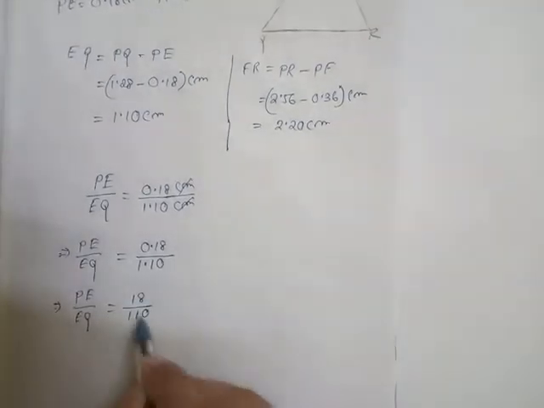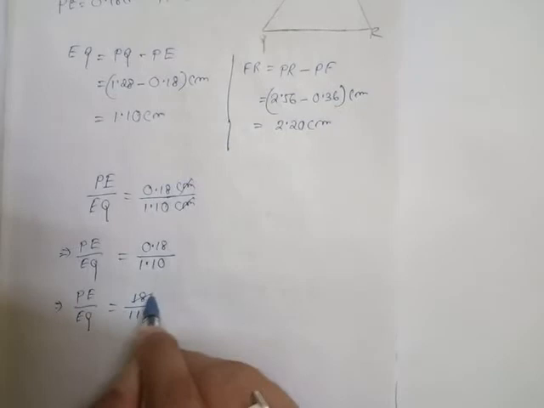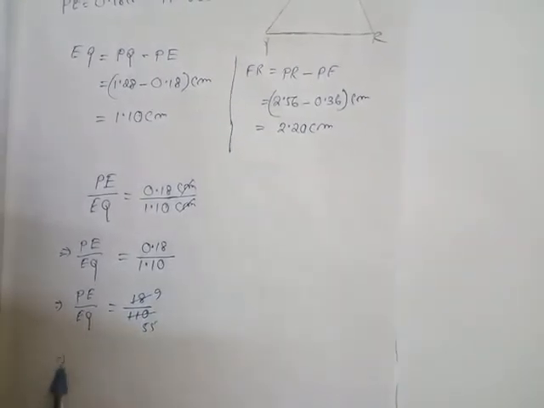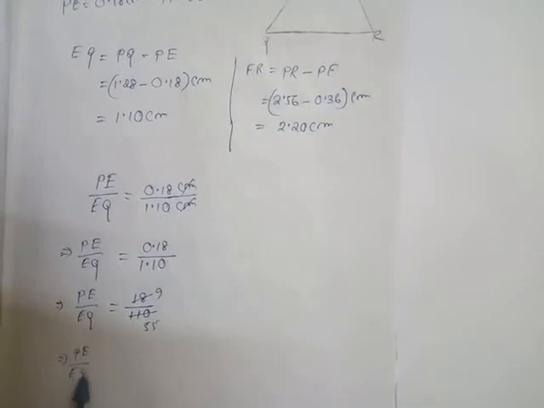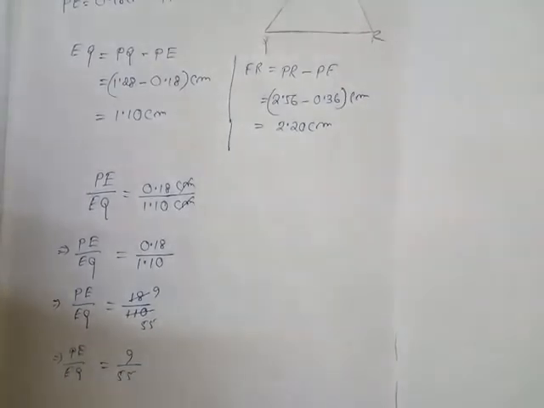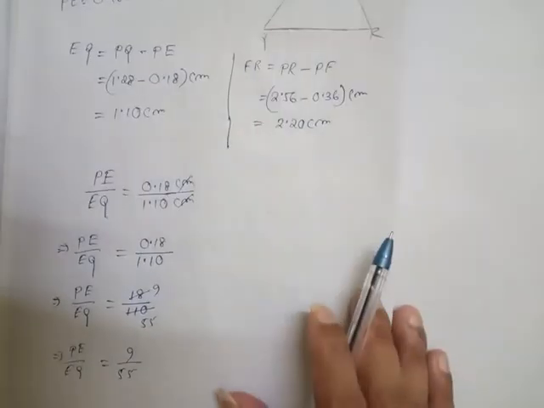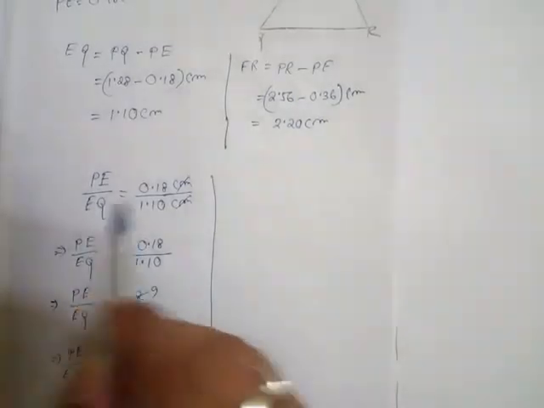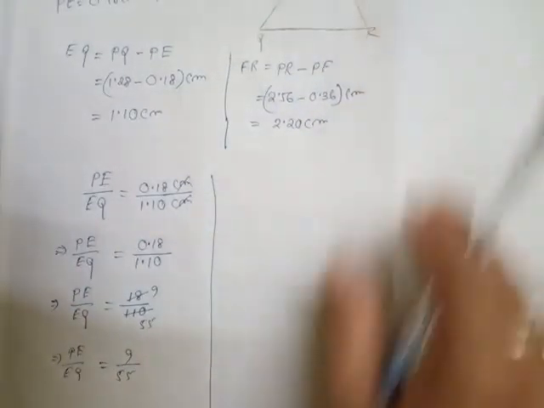Now both are the multiple of 2, so 9 2s are 18 and there will be 55. So student, here PE by EQ equal to 9 by 55. This is the first part only. Now second part will be here. I am doing by the side here only. Look now, first one is PE by EQ. Now second one is in the diagram.